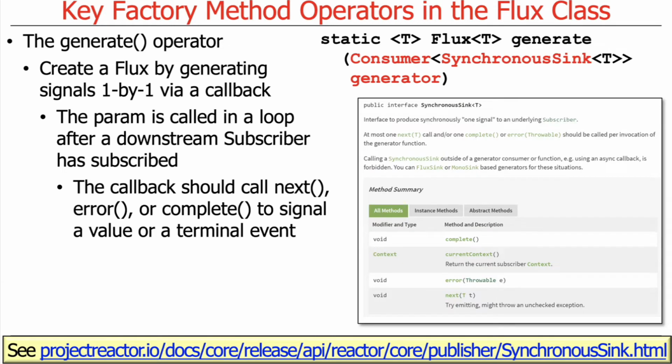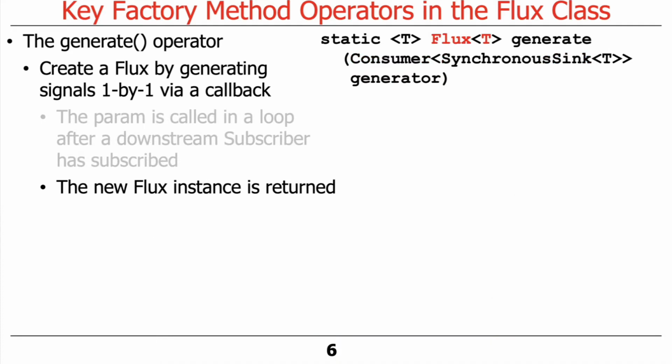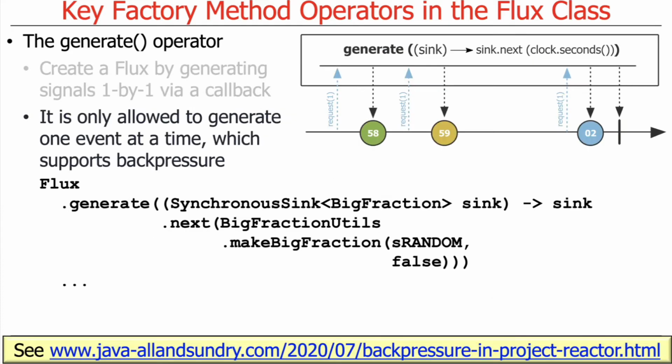And the parameter that's passed in, which is a consumer called generator, is called in a loop after a downstream subscriber has subscribed. And as we'll see, the callback should call the next, error, or complete methods to signal a value or to terminate an event. And it returns a new Flux instance that will emit all these values.